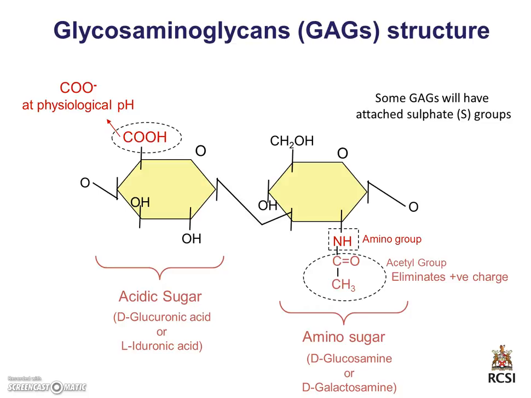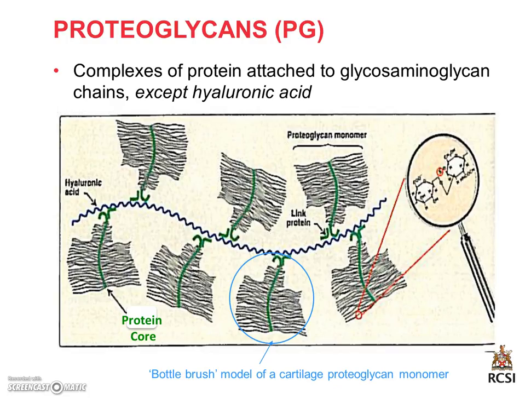We will spend time examining the structure of glycosaminoglycans, which is composed of repeating units of a disaccharide complex, which is shown here. We then explore the interaction of proteins attached to glycosaminoglycans, and these entities are known as proteoglycans, and they have a specific role to play in the body.